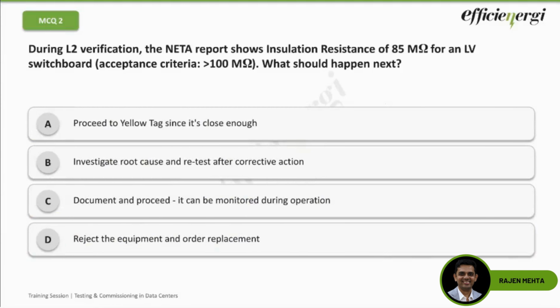Before which, again, a small poll. I would want to get your feedback. During L2 verification, the NETA report shows IR of 85 megaohm for an LV switchboard, with an acceptance criteria typically greater than 100 megaohm as per NETA. So what should happen next? Ideally, in your opinion, A, B, C, or D?